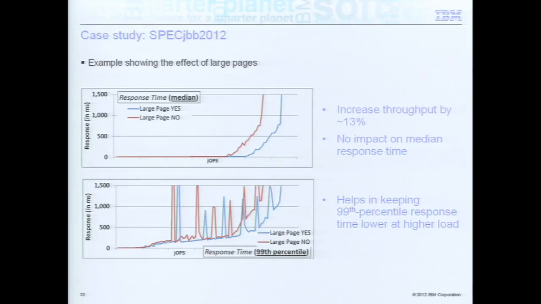And just a quick effect here of what happened on JVM 2012 is that when you enable large pages, throughput does increase. Median response time again doesn't seem to have much of an effect, but on the 99th percentile, with the larger pages, while you're getting more throughput, it's trying its best to keep the response time down as much as it can there.